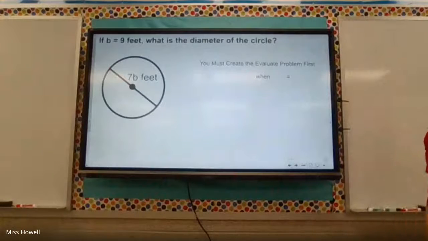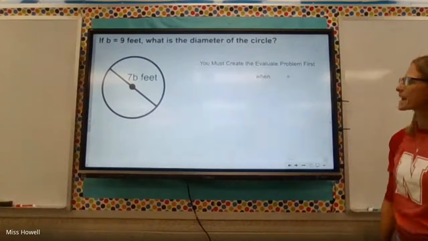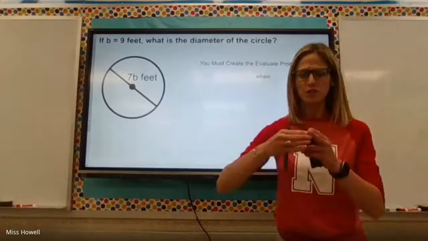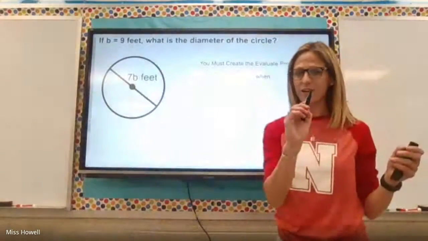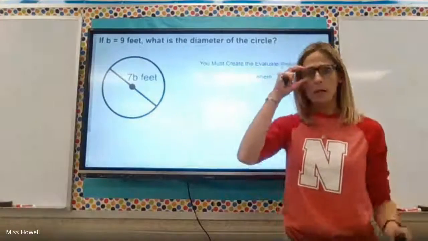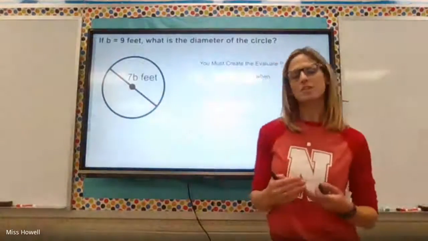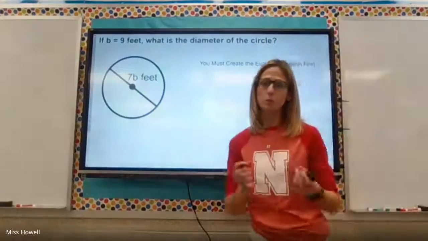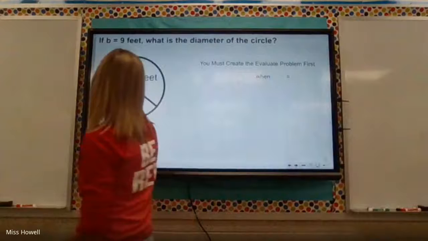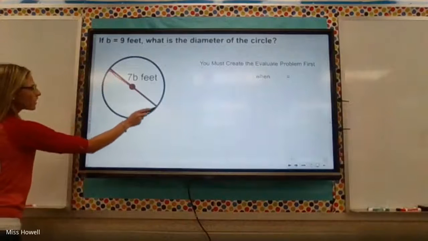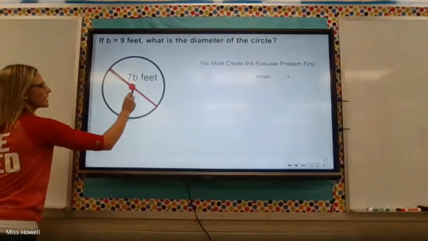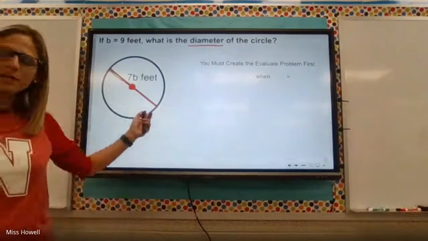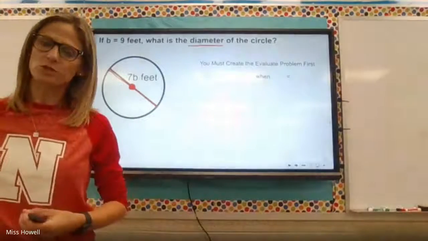All right, last one. It wants us to figure out what the diameter of the circle is. And we're told that the piece in the picture that goes the whole way across and through the center is 7b feet. Now, here's the tricky part about circles, because I could be asking you to evaluate for a radius or a diameter. And I have to know which one's which. So right now, this piece, it goes the whole way across and passes through the center. It's called a diameter. However, I could have given you that same picture and asked you to evaluate for the radius. You just have to be careful.